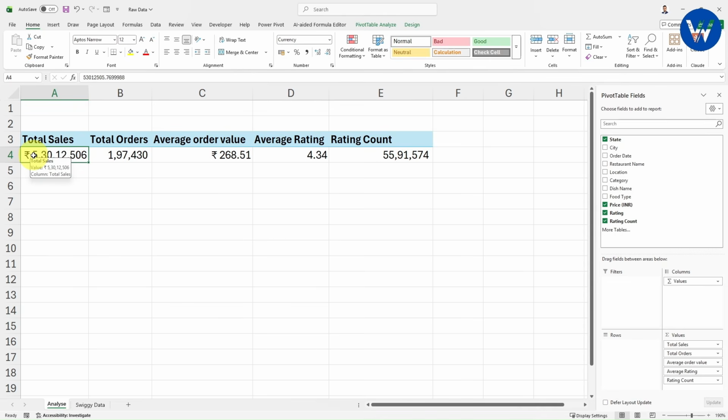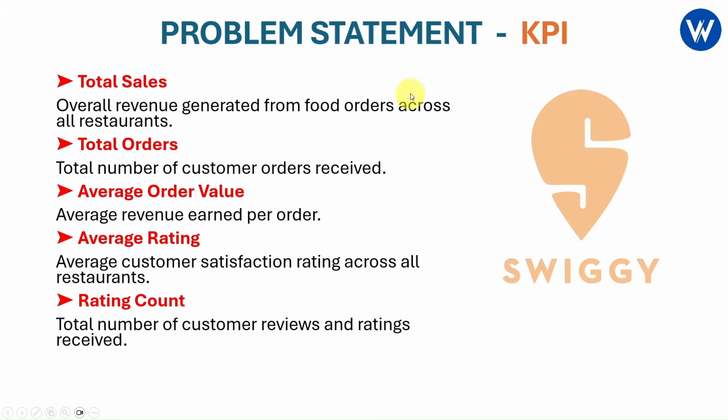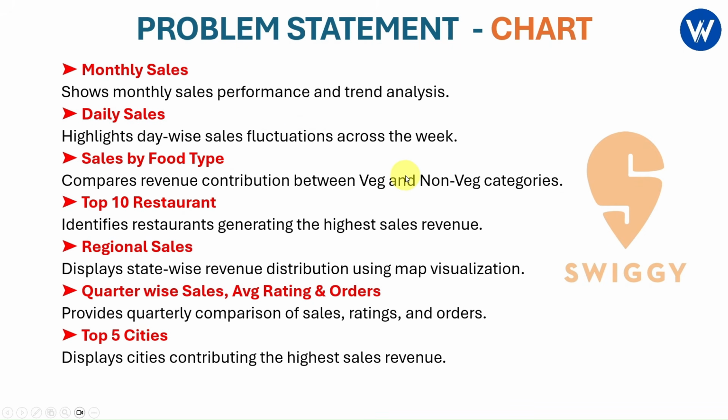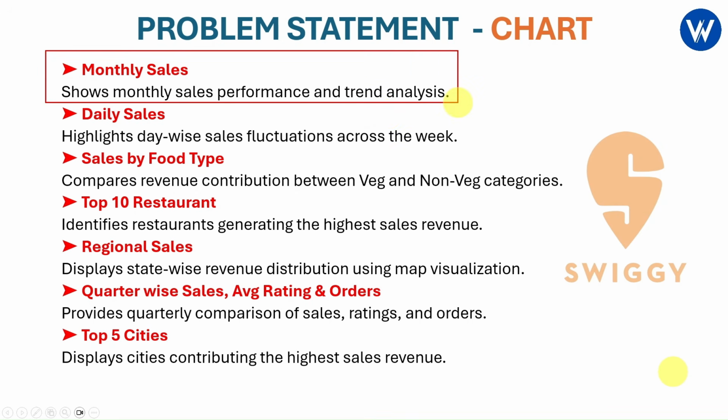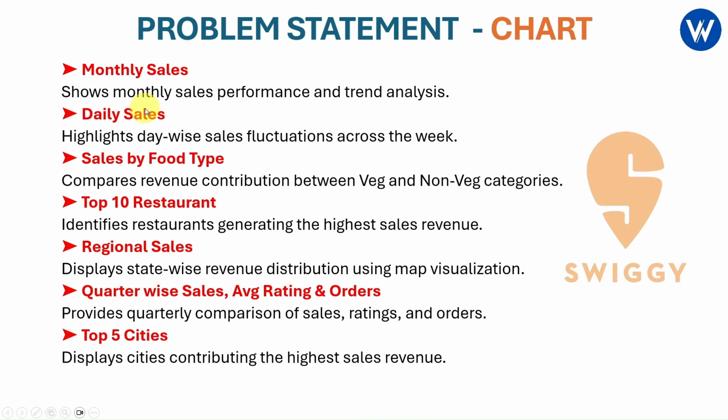Now let's see what visuals we need to create in order to create an interactive dashboard. So first I will open the PPT. This is the KPI problem statement, right? Now moving to the second slide, which is chart. The first visual which we need to create is monthly sales. Show monthly sales performance and trend analysis. So let's see practically how to create this visual.